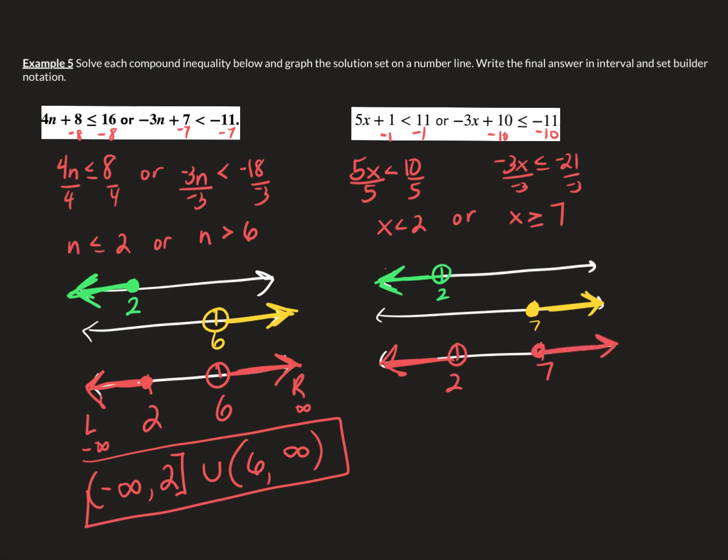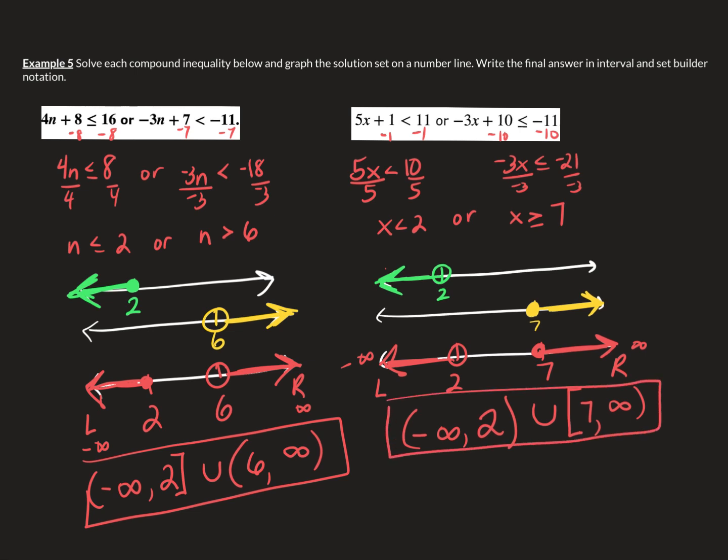And now let's write that in interval notation. Read this white number line from left to right, from negative infinity to positive infinity. Where does my number line start being shaded red on the left? Negative infinity. Where does it stop? It stops at 2 with the parenthesis because an open circle. Union 7 with the bracket because that's a closed circle to positive infinity. So that's my final answer for the second example on example 5.